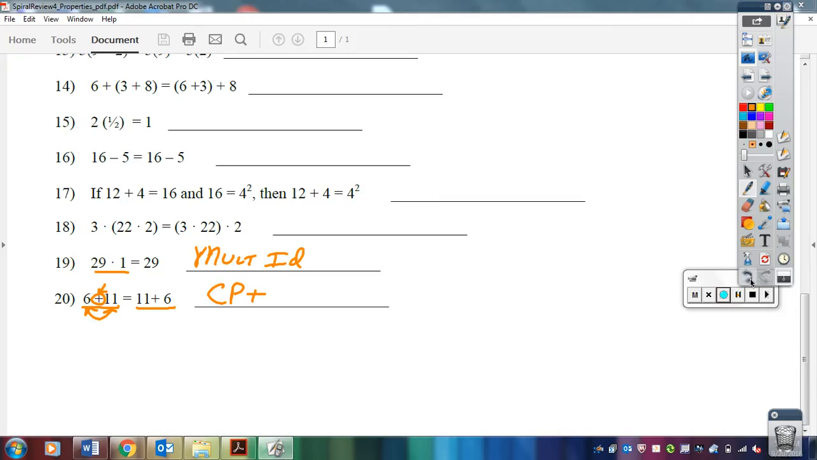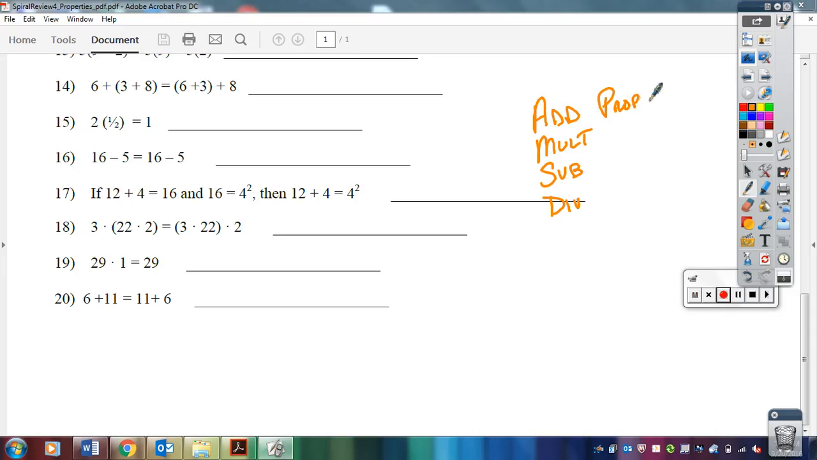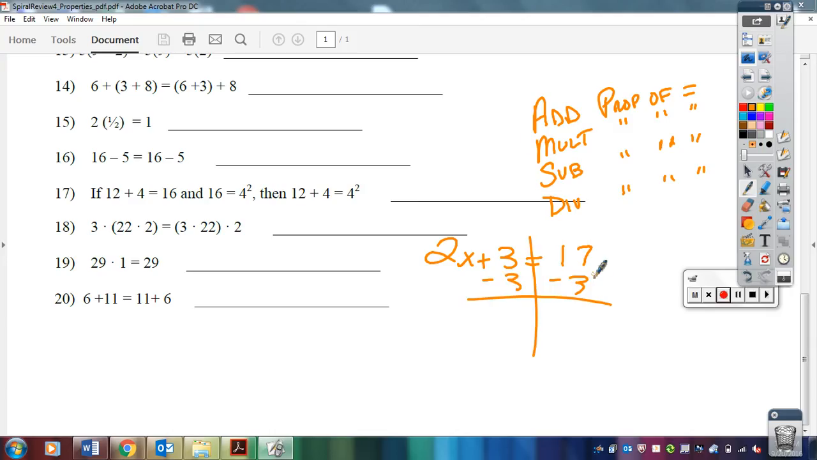The only properties that are not on here, but things you definitely should know, are the additive, the multiplicative, the subtraction, and the division property of equality. There's one for multiplication, there's one for subtraction, and there's one for division. Essentially what it's saying, we use this with solving, 2x plus 3 equals 17. Minus 3, minus 3. If I subtract 3 from one side, subtract 3 from the other side, that's called the subtraction property of equality. 2x equals 14. Divide that side by 2, divide that side by 2. That's called the division property of equality because it divided both sides by 2. That's how we solve, x equals 7.